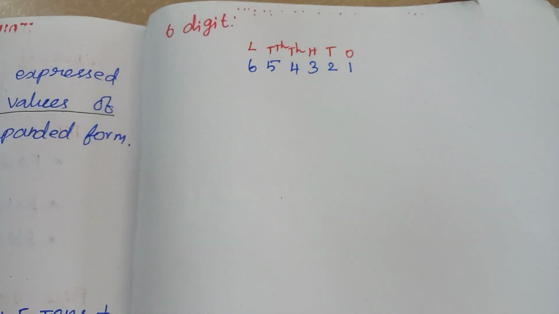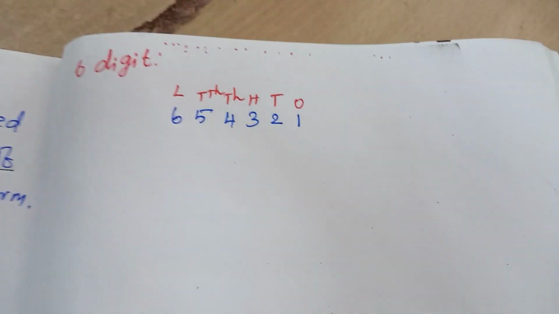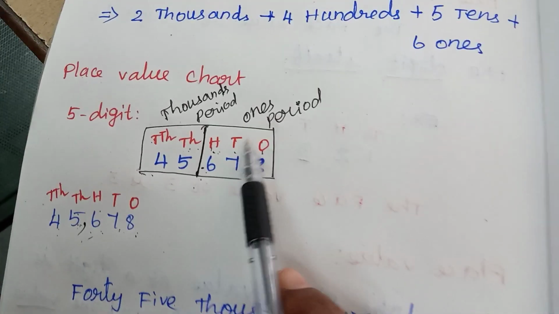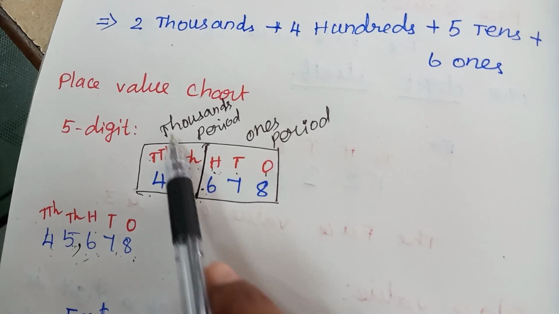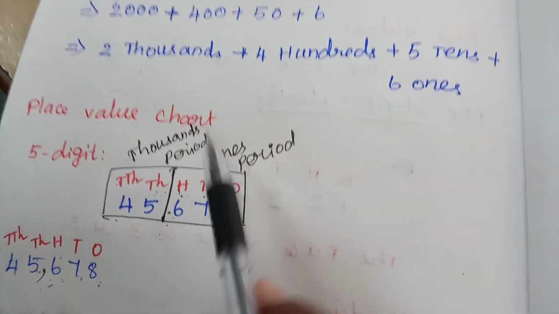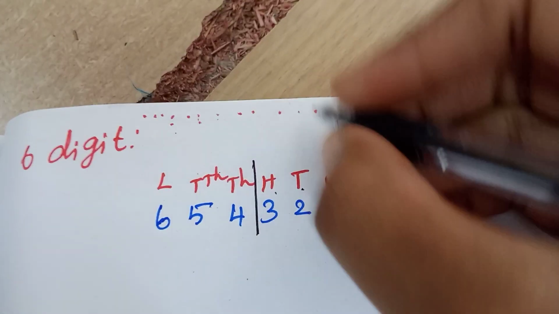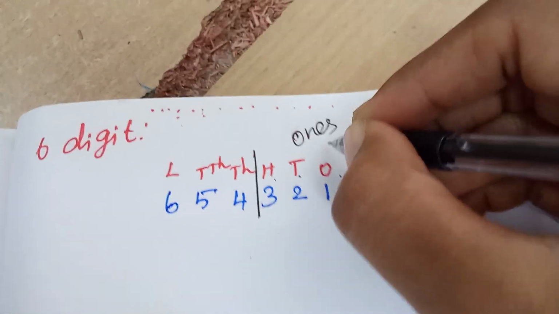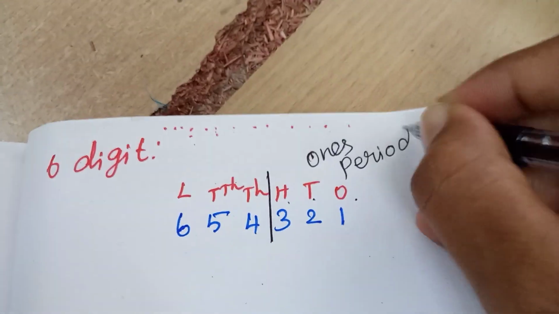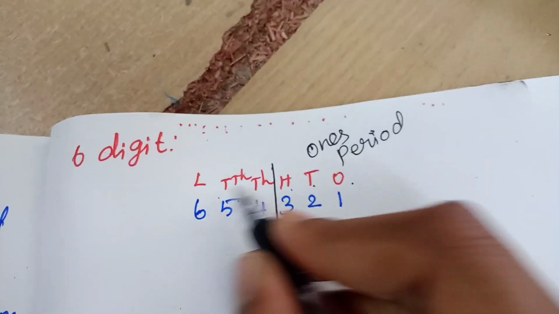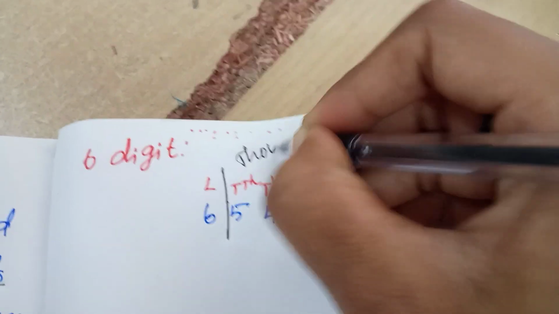Okay, so the next step is to divide the 6-digit number. How to divide it? You already saw in the 5-digit number, hundreds, tens, ones is the ones group, and ten thousands, thousands is the thousands group. The same two groups are in 6 digits also. Hundreds, tens, ones is what group? Ones group, or ones period. Next, ten thousands and thousands, that is the thousands group.